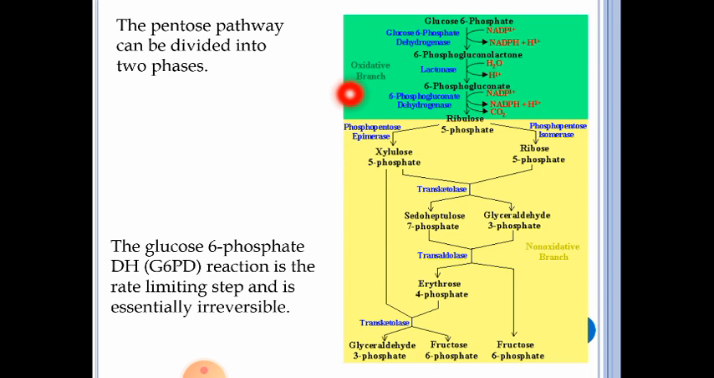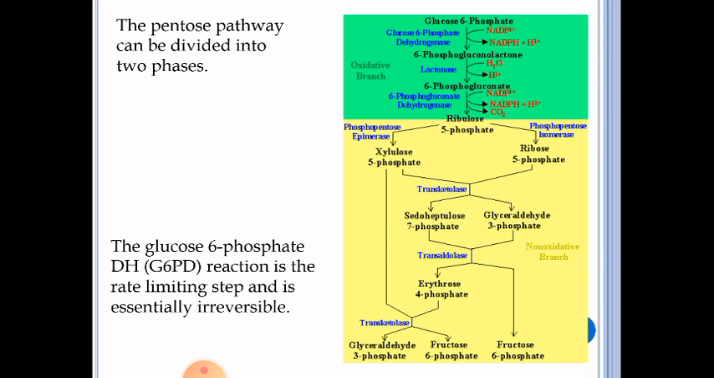And the HMP shunt starts with the glucose 6-phosphate substrate in the oxidative pathway. The rate limiting step is glucose 6-phosphate dehydrogenase, G6PD, the very first enzyme getting involved in the irreversible steps. It is essentially irreversible, and it is the rate limiting step of the HMP shunt pathway.